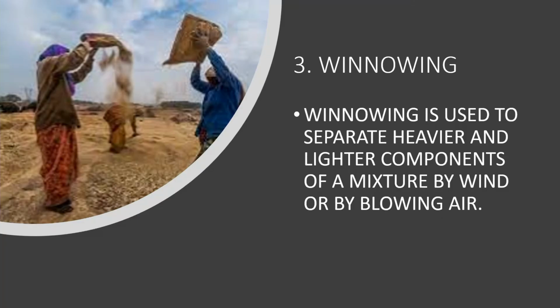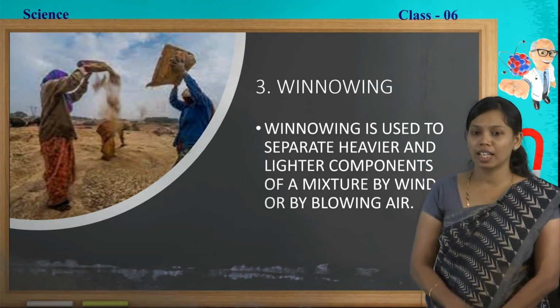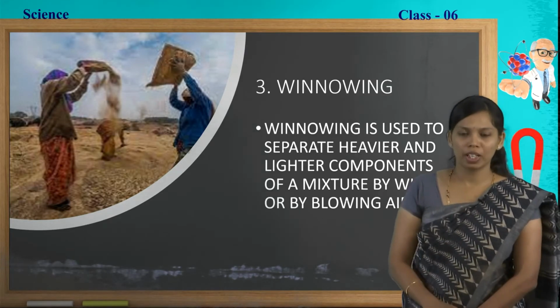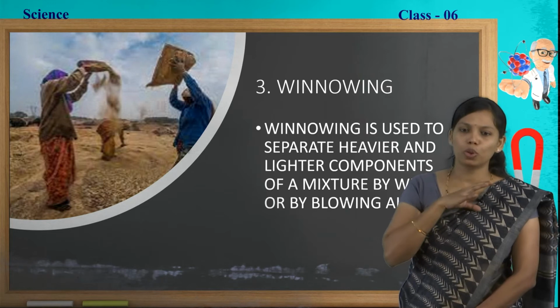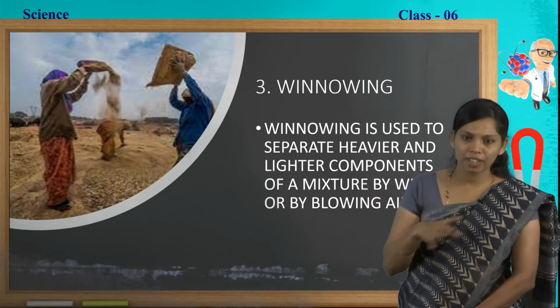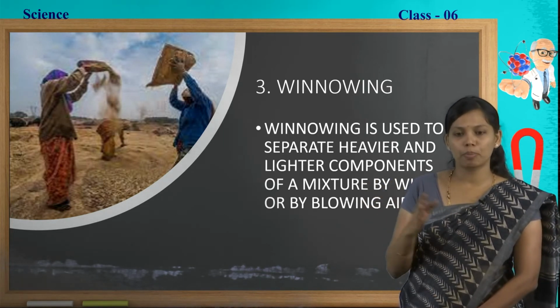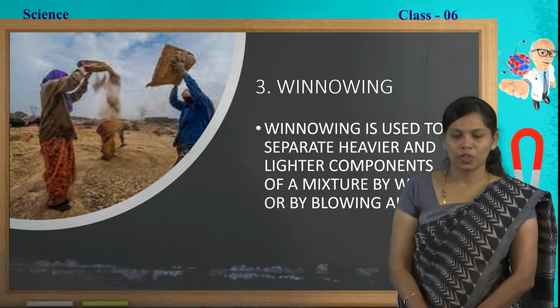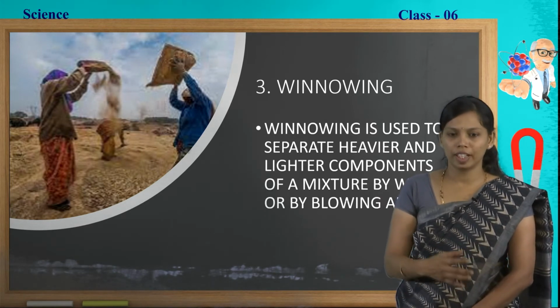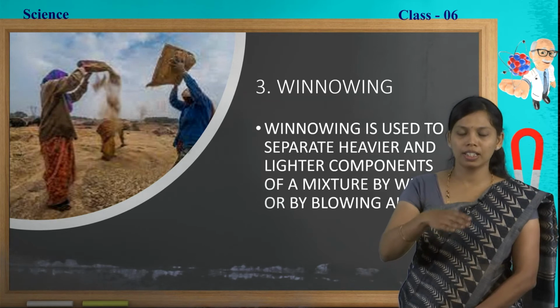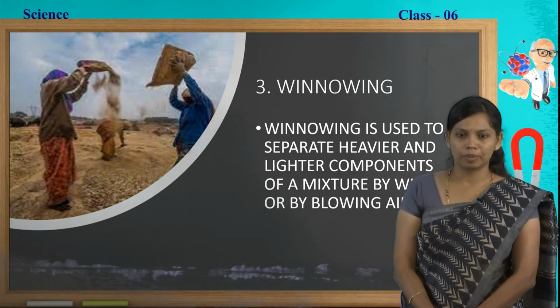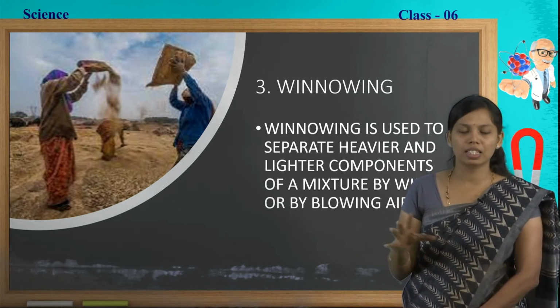Winnowing method is used to separate heavier and lighter components of a mixture by wind or by blowing air. Because of this, we have selected the open ground, because in the open ground wind blows frequently, we will get the air frequently, so that we can separate the substances. After separating, what can we do? We get the seeds. We can see the heap of seeds there, which is separated from the husk particles.